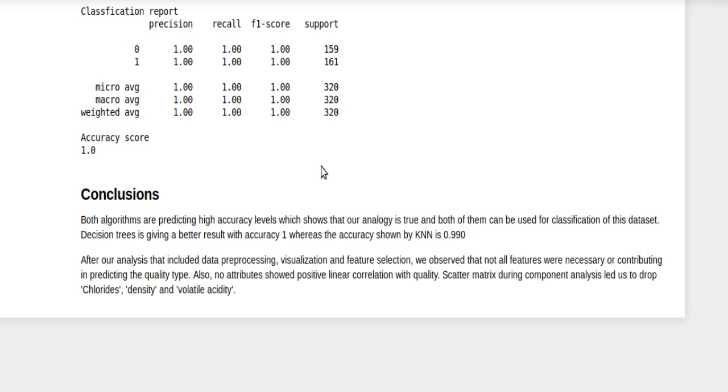After all this analysis that included data pre-processing, visualization and feature selection, we observed that not all features were necessary or contributing in predicting the quality. Also, no attributes showed positive linear correlation with quality. From scatter matrix and principal component analysis we were led to drop chlorides, density and volatile acidity, and we haven't considered them in our selection.